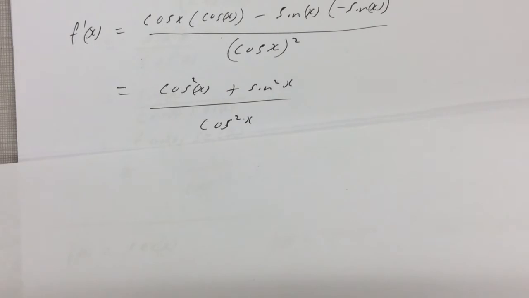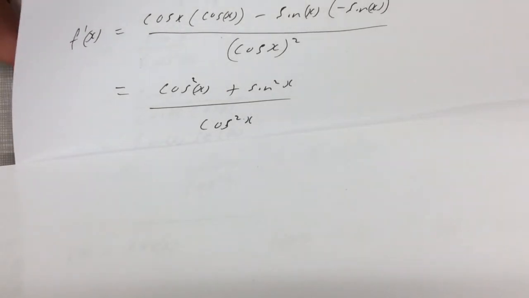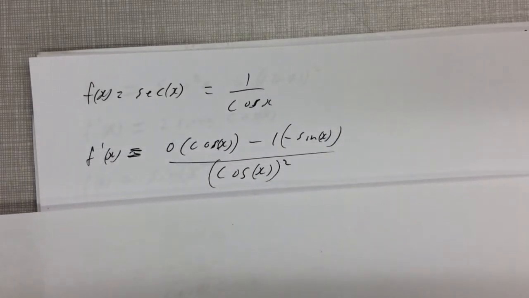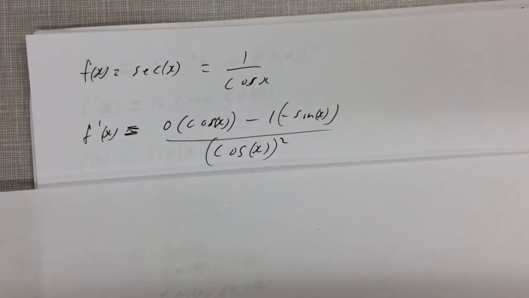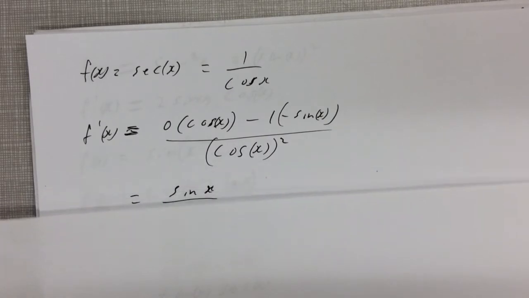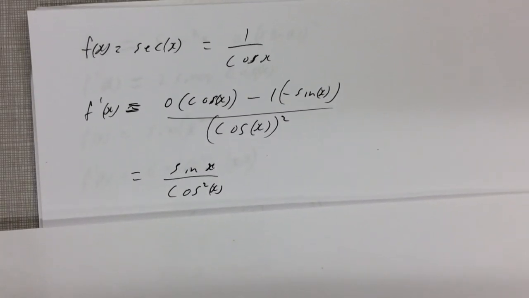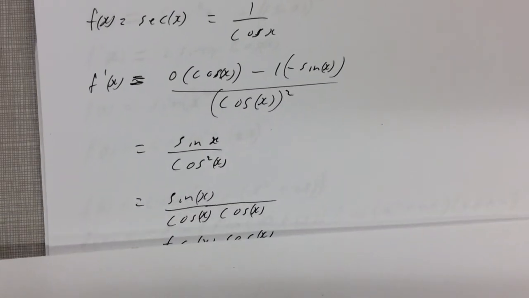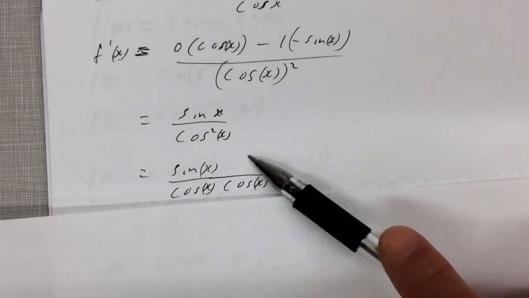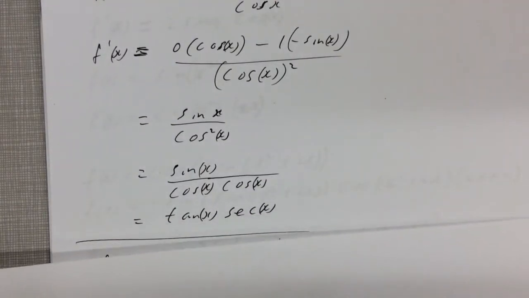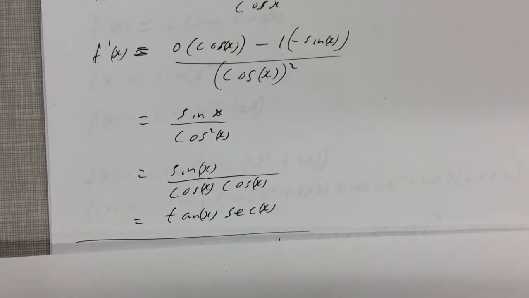And the next derivatives we're going to look at are the derivatives of the reciprocal functions. So secant x, again using the quotient rule, you get derivative of the top times the bottom minus bottom times the derivative of the top over the bottom squared. That simplifies to sine x over cosine squared. Break up the bottom, and sine over cos is tan, and 1 over cos is secant, so you can just write that as tan x times secant x.